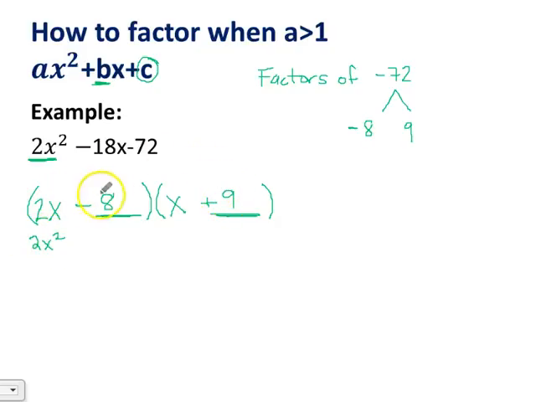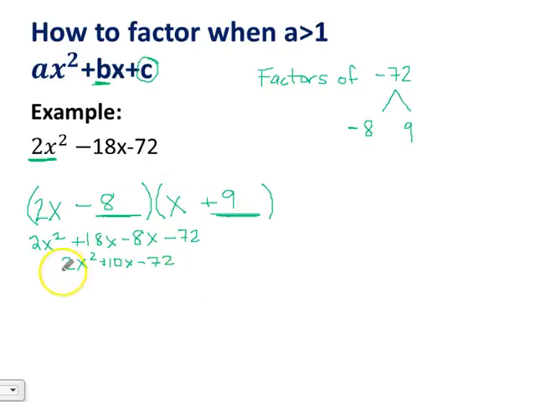2x times positive 9 would be 18x. And then negative 8 times x would be negative 8x. And then negative 8 times positive 9 would give us negative 72. So then I have to add my like terms in the middle here, and when I do that, it would be 18 minus 8 would be 10x, so plus 10x minus 72. So that did not work.